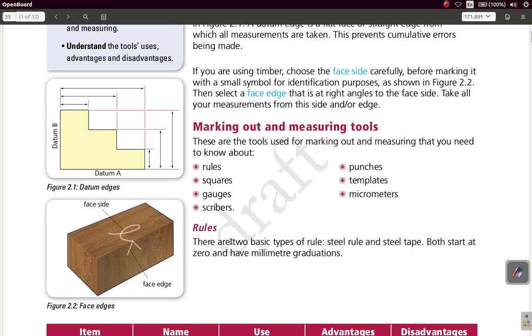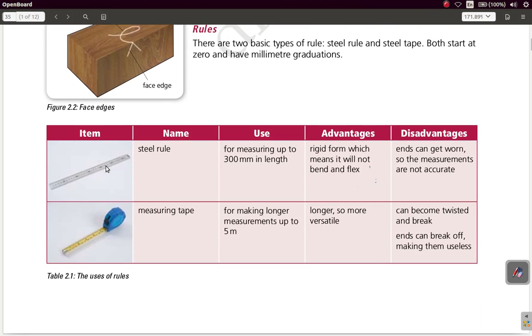Rules. There are two basic types of rule: the steel rule and the steel tape. Both start at 0 and have millimeter graduations. So you have the steel rule. It's used for measuring up to 300 millimeters in length, that's 1 foot. Advantage: it's a rigid form, which means it will not bend and flex. The disadvantage: the ends can get worn, so that the measurements are not accurate after it is worn. So this is really what we know as the ruler. It's a steel rule. It's made of steel.